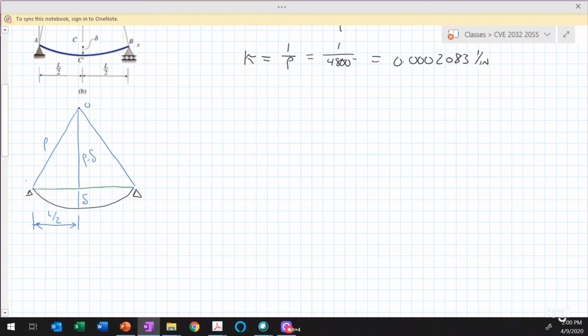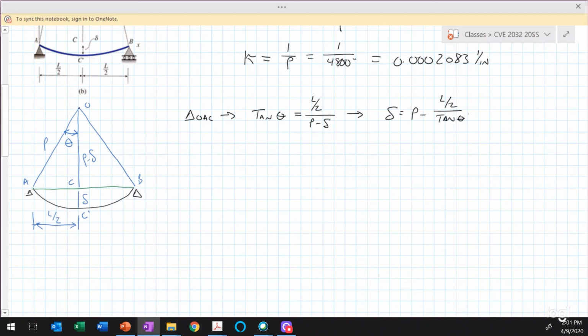Let me put in some letters here. This is going to be point A. This is going to be point C, and this is point C prime down here on the deformed shape, and this is B. So if I look at triangle OAC, what I can do is say that the tangent of theta, and this is the angle theta right here, is equal to the opposite over the adjacent. The opposite of that triangle is L over 2, and the adjacent is going to be rho minus delta. Then from that, I could say that the displacement delta is equal to rho minus L over 2 divided by the tangent of theta.